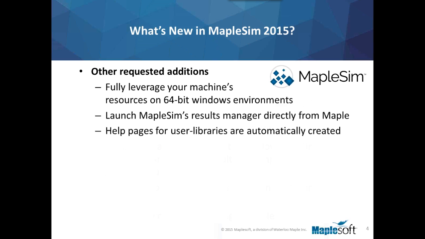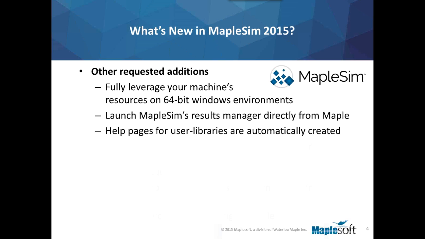So some other requirements that are listed here that we've added to the product but don't really fit in a specific category: you can now fully leverage your machine's resources on a 64-bit Windows machine. Previous versions of MapleSim shipped with a Java engine that limited you essentially to about 1 GB of RAM for your models. That restriction's been removed in 2015.